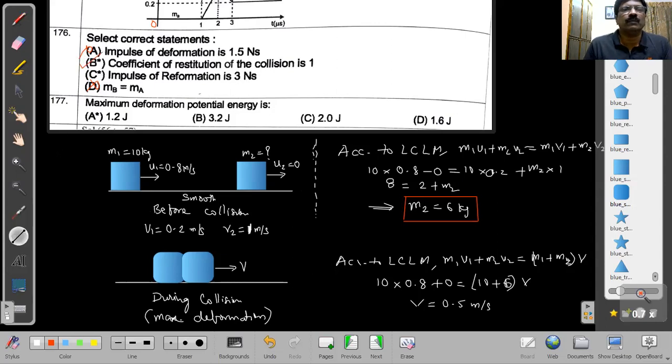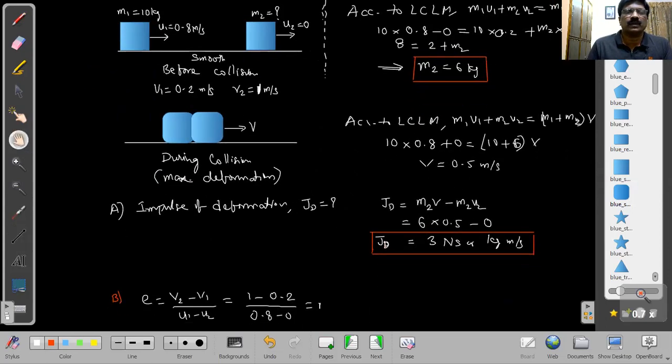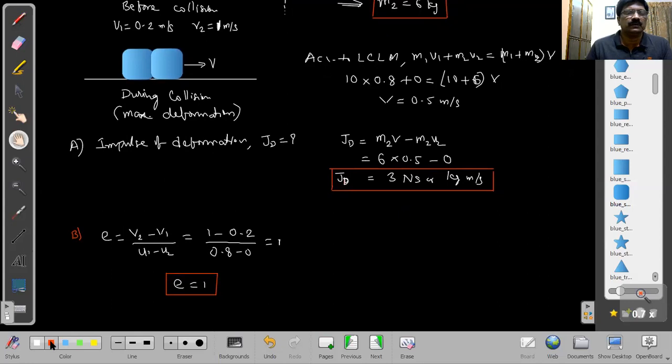Okay, next C, impulse of reformation they asked. Impulse of reformation. So D we had to see. Sorry, C we had to see. Impulse of reformation.